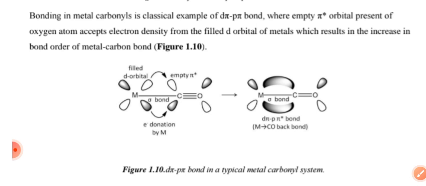Bonding in metal carbonyls is a classical example of a d pi p pi bond, where the empty pi star orbital present on the carbon monoxide ligand accepts electron density from the filled d orbital of the metal, which results in an increase in bond order of the metal carbon bonds. Filled d orbitals, sigma bond, empty pi star, electron donating by M. d pi p pi star bond, backbonding. d pi p pi bond in a typical metal carbonyl system.